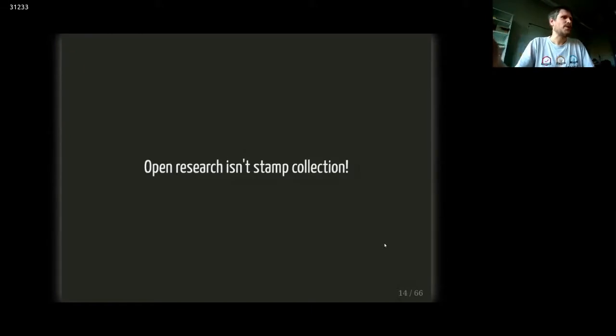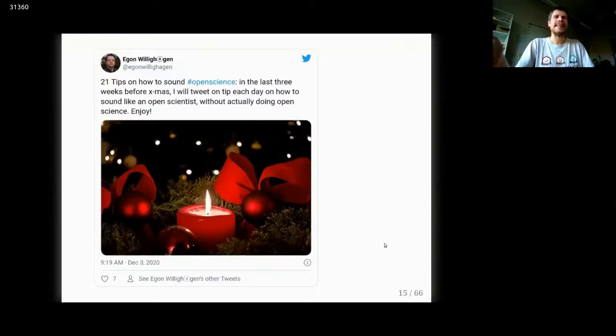Think about the Mertonian norms that I mentioned before. And incidentally, yesterday, Egon Willighagen posted this on Twitter. It's an ironic tweet, and I think this kind of exemplifies what I'm trying to say. He is providing, until Christmas, tips on how to pretend to do open science, but not do it at all. Right? And that's exactly what stamp collection is. I would claim it's not open science. That's not what we are aiming for.